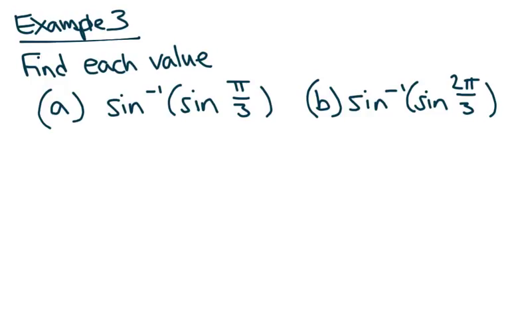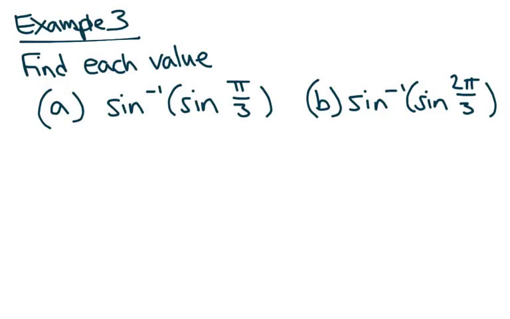Just a reminder before we do example 3. When we're working in inverse sine, we're restricted to the interval between pi over 2 and negative pi over 2. That means we're restricted to quadrants 1 and 4. Keep that in mind when we find each value here, because the problem is not as simple as a cancellation property for both of these.